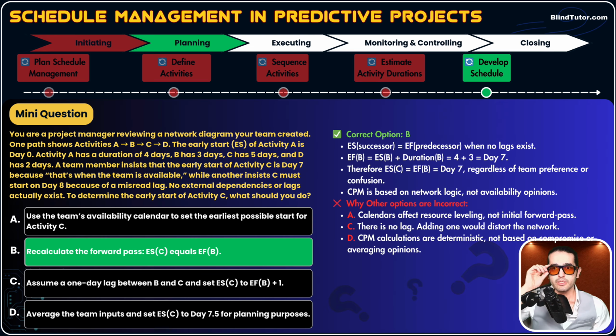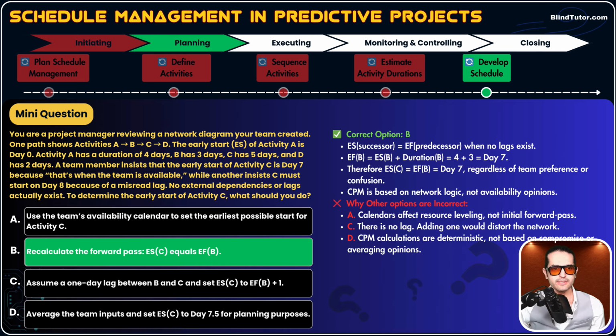Let's read the description. Forward pass rule: ES of successor activity equals EF of predecessor activities when there is no lag, okay? So we did the calculations. If you want to do it yourself on paper and then match the two calculations and see if you got it right or wrong. CPM is based on network logic, not availability opinions.